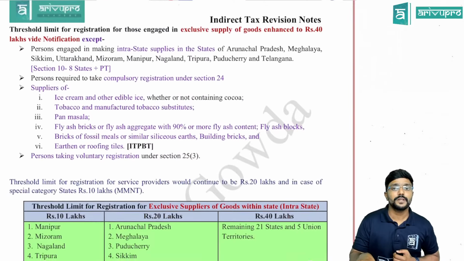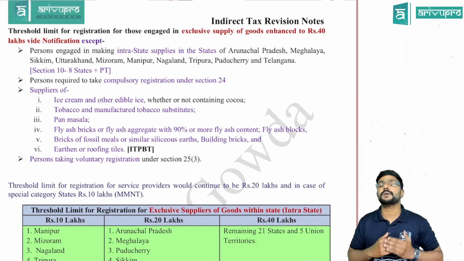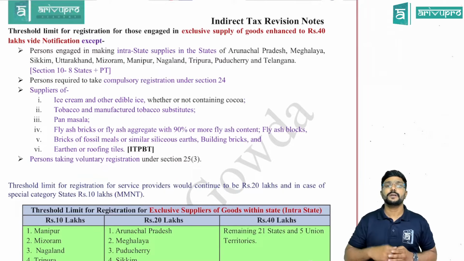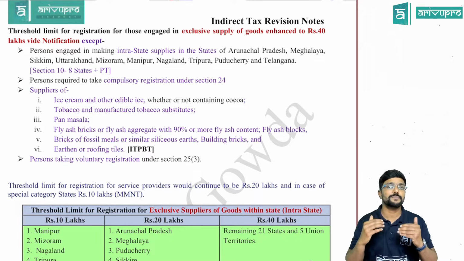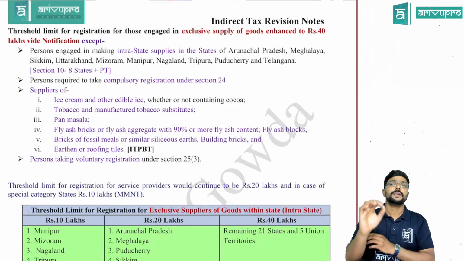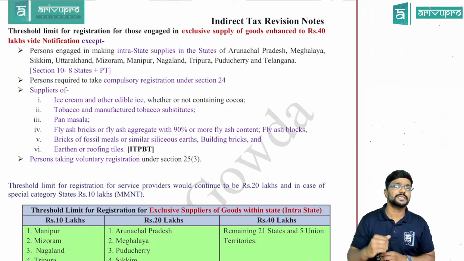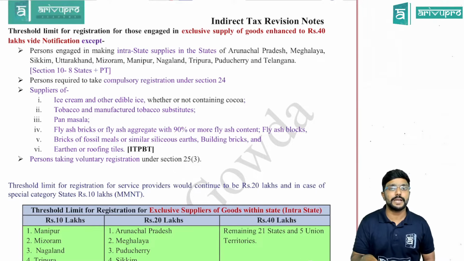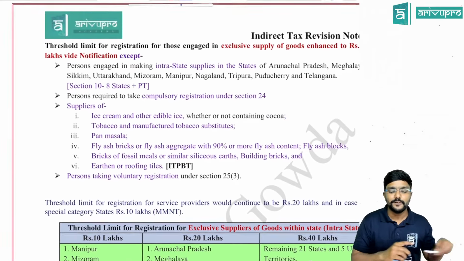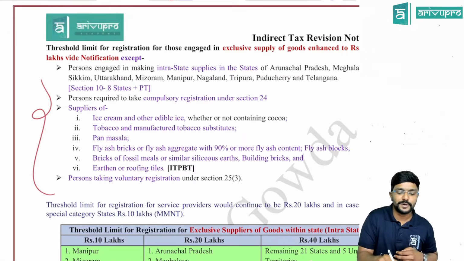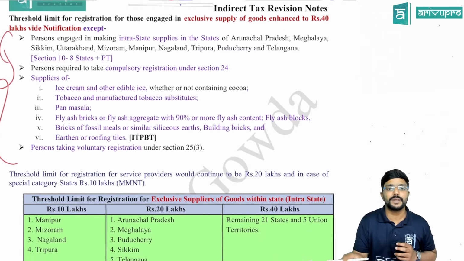Then coming to the notification, section 22 subsection 1 gave the power to the government. In case of exclusive supplier of goods, the limit can be extended to 40 lakh. So using this power, the government has notified that in case of exclusive supplier of goods within the state, the limit applicable is 40 lakh. But it is not applicable in the following cases. So whatever the bullet points stand for, the 40 lakh limit is not applicable for them.